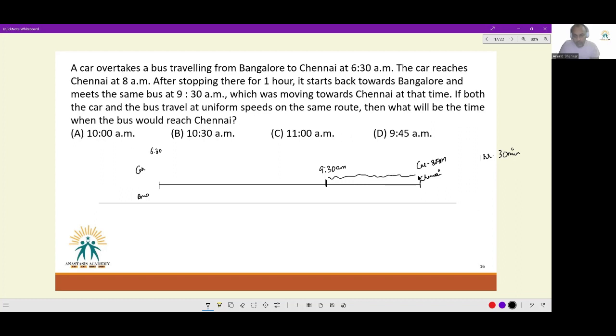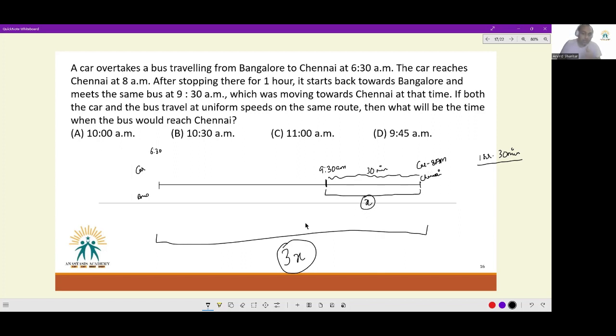This journey from Chennai to the second meeting point has been only 30 minutes. From the first meeting point to Chennai, the journey was 1 hour 30 minutes. So can I say, if I take the entire distance as 3x, this distance here has to be 1/3 of that, x, because the time taken by the car to cover the respective distances is 3:1. So distances will also be 3:1.